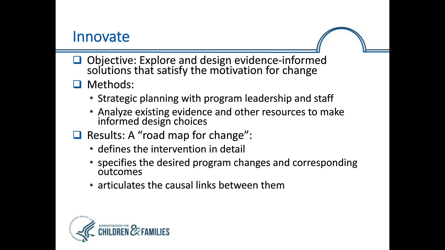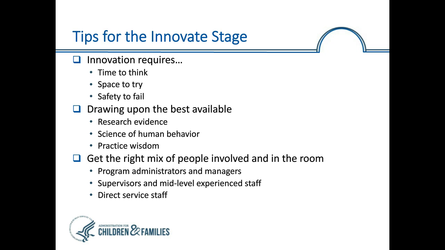The reality is if you only have the resources to do 6 weeks of independent job search, then make sure your outcomes align with what you hope to achieve. And are there other ways that you could tweak your program, if that's all you have the resources for, that could lead to better outcomes within the constraints that you have? So the product of the innovate stage is what we call a roadmap for change, and that's that alignment. And it really is thinking about how do I apply the science or other kinds of techniques, and I'll share with you examples of that to help inspire your thinking. The tips for the innovate stage, it really does require the time to think, the space to try, the safety to fail.